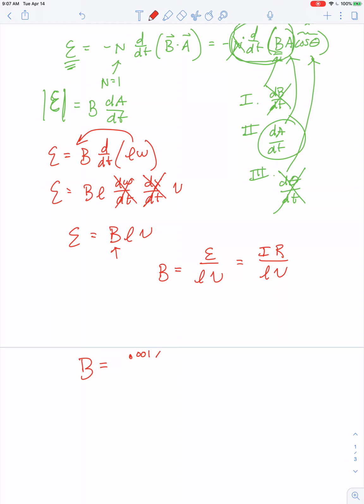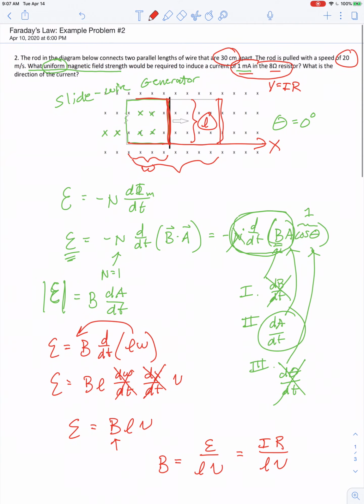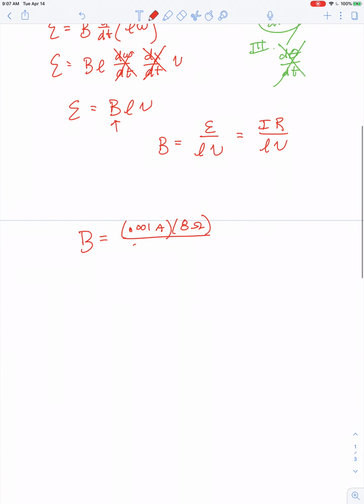So 1 milliamp is 0.001 amp. The resistance is given as 8 ohms. The length is 30 centimeters, 0.3 meter, and the velocity is 20 meters per second. Grab a calculator, let's see what we get. And I got a value of 0.0013 Tesla.